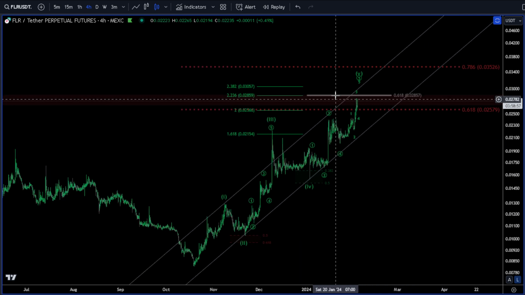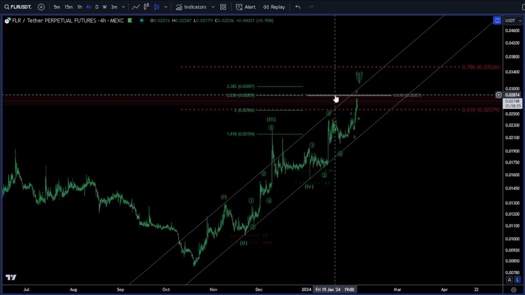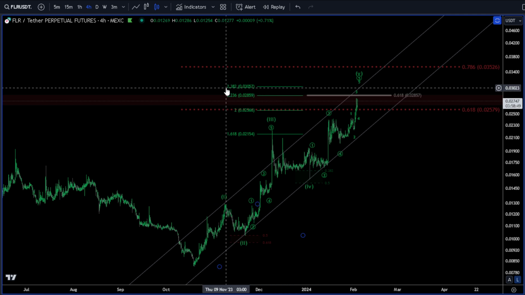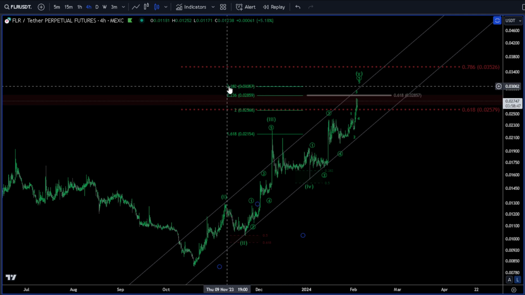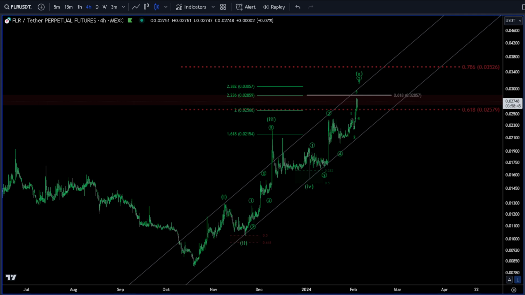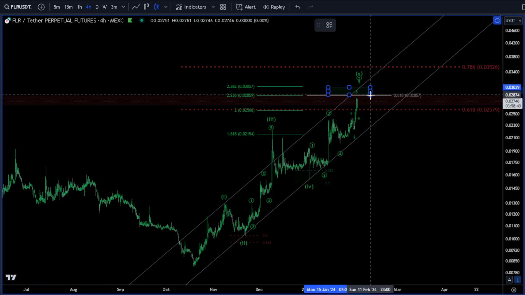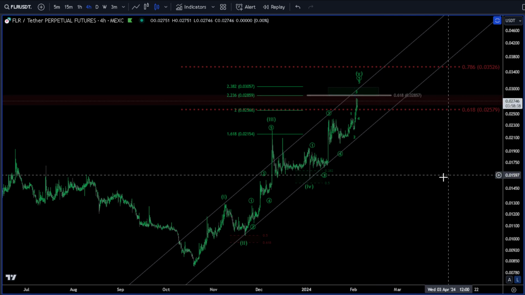My targets currently are at 2.8 cents for our 5th and 3 cents, 3.057, that 2.382 you see there in green. Those are my targets. So quite a little zone right here, looking for rejection.